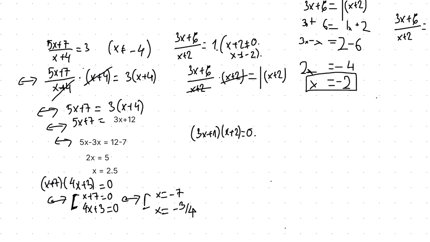Okay, so you double check it with your solution here. It is minus 2. So this is called a false solution.